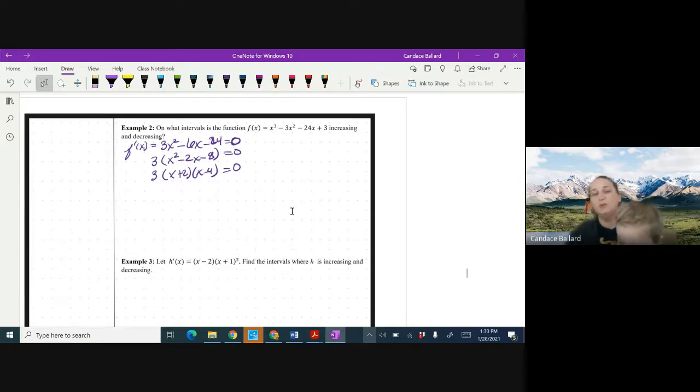Just curious if we remember the vocabulary. What's the name of the property? And you guys are awesome. Yeah, zero product property.